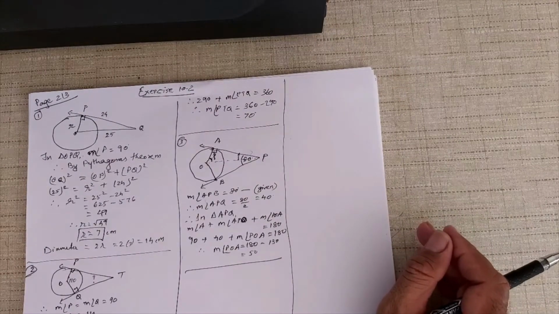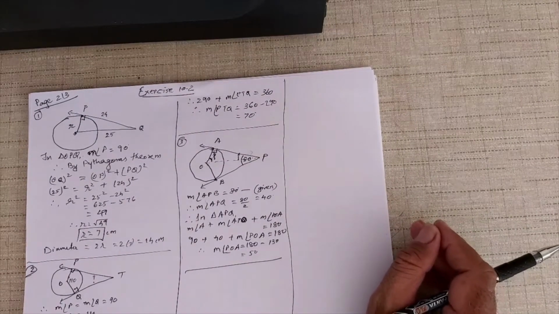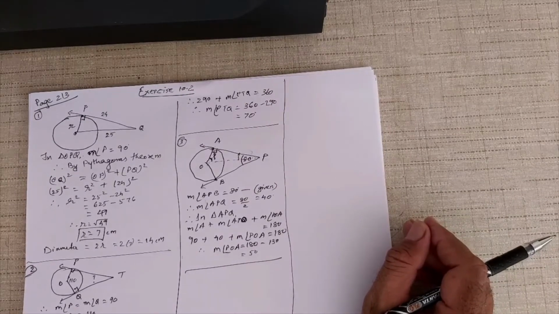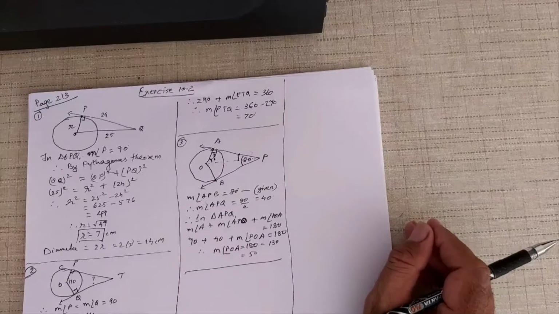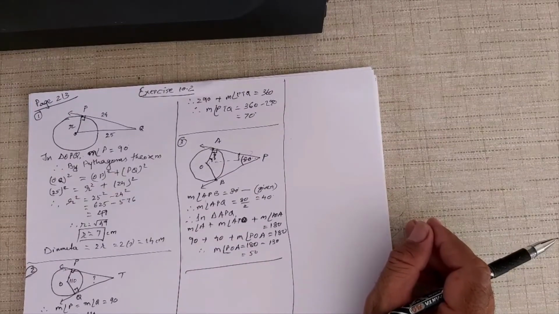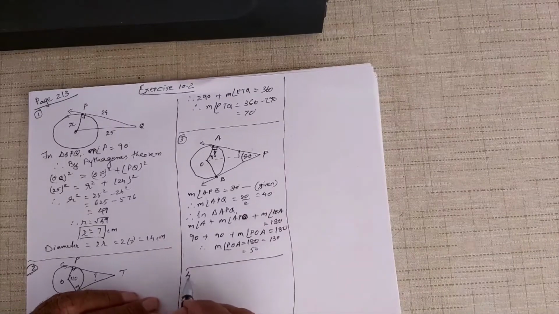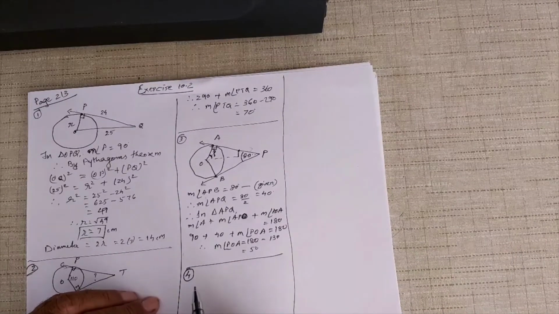Now there are some more questions that I want to do. First of all, we will try and do some calculation problems. Let us see. Prove that the tangents drawn at the ends of a diameter of a circle are parallel. Now this is a question of proof. Question number 4.